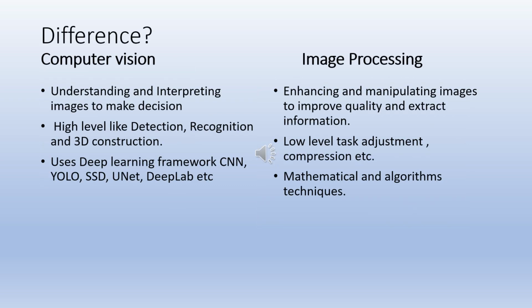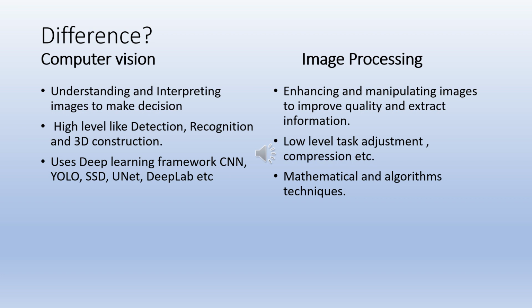By this we have come to the end of our first video. So I would like to end it with the difference between computer vision and image processing. When we talk about computer vision, it is understanding and interpreting images to make decisions, and image processing is manipulating or enhancing the photo and extracting information. It is not about interpreting and understanding in image processing.